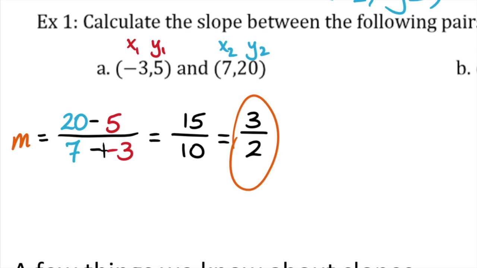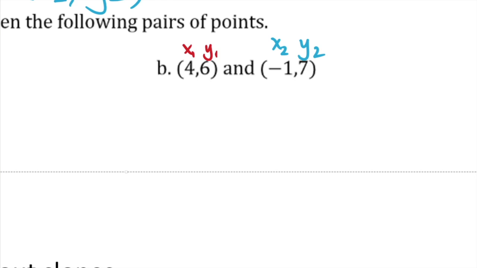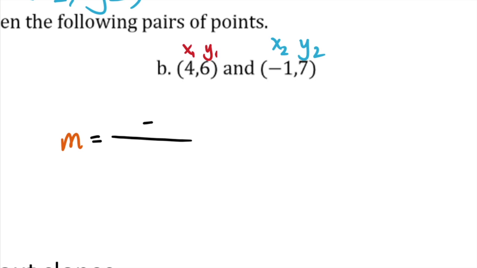Cool, nothing to it. Let's take a look at this second one here. Again, same deal. I'm going to just label my points. x1, y1, x2, y2. Now you don't have to do that every single time. If you're feeling super duper confident on things, you could skip the labeling step, but to be fair, I still do it, and I've been doing this a long time.